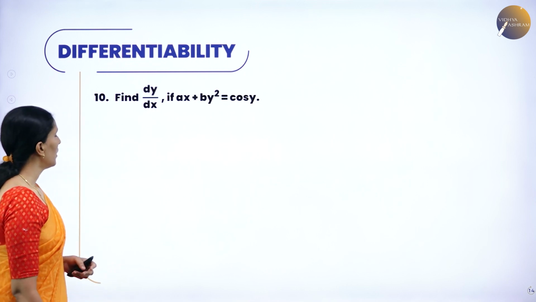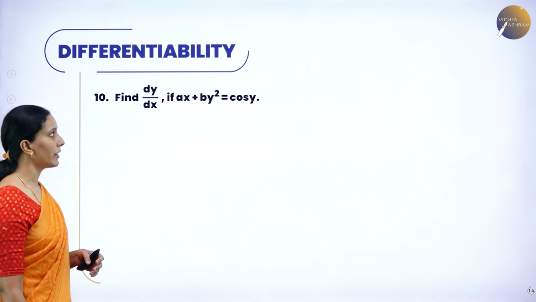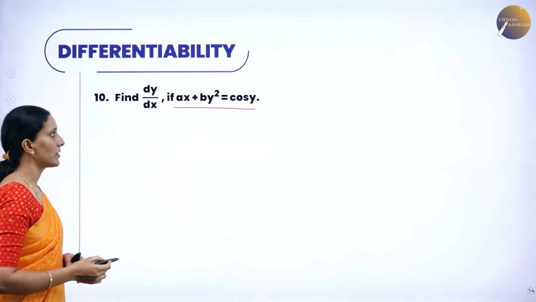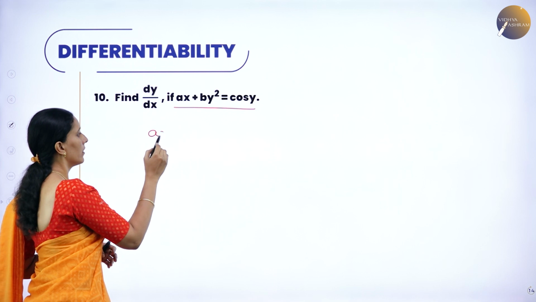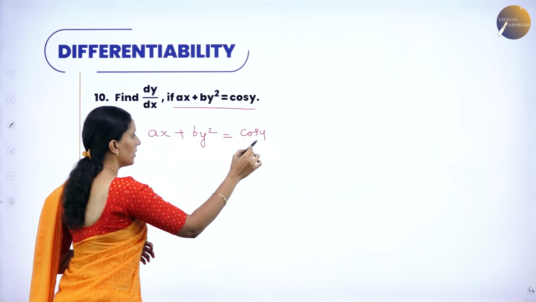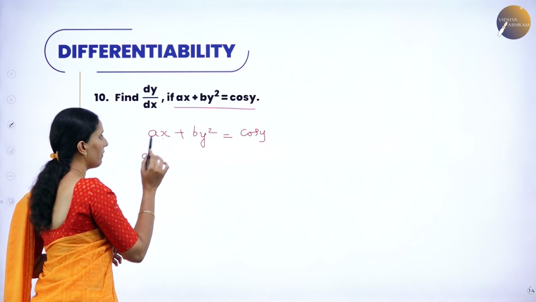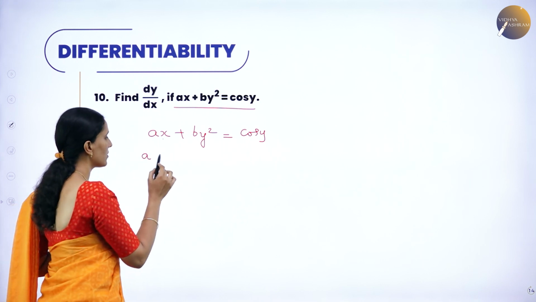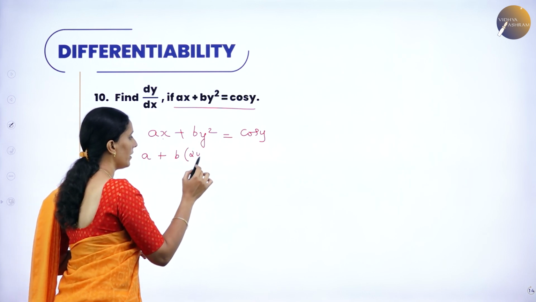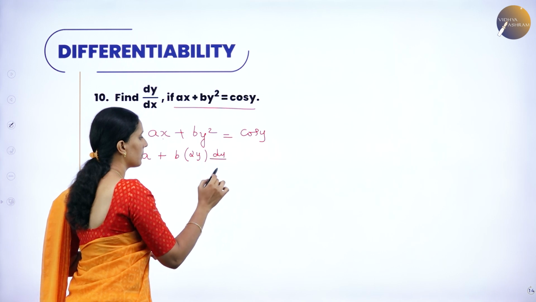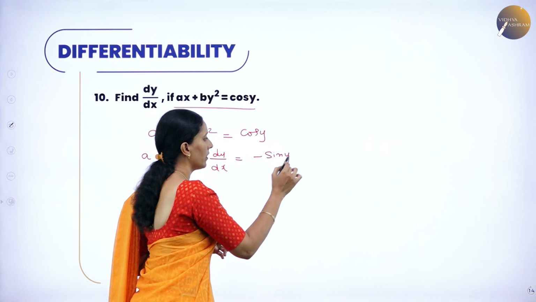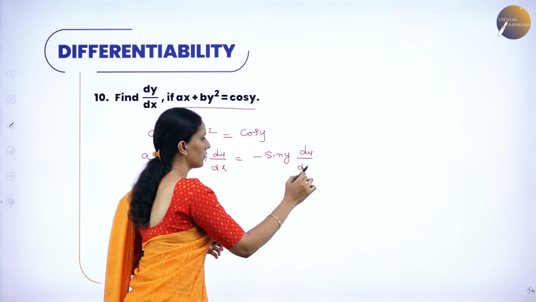Next question, find dy by dx if ax plus by square is equal to cos y. So we have ax plus by square is equal to cos y. Write the given function, derive it. So a is constant, derivative of x is 1. So 1 into a is a. b is constant. Derivative of y square is 2y into dy by dx. Derivative of cos y is minus sin y into dy by dx.